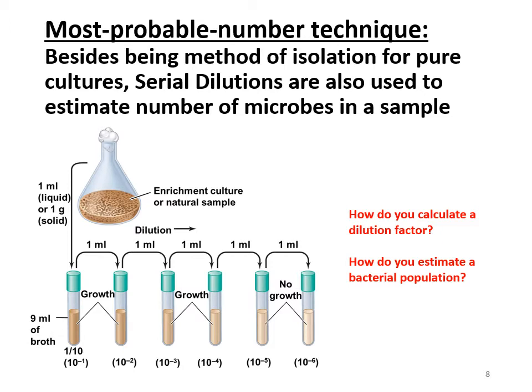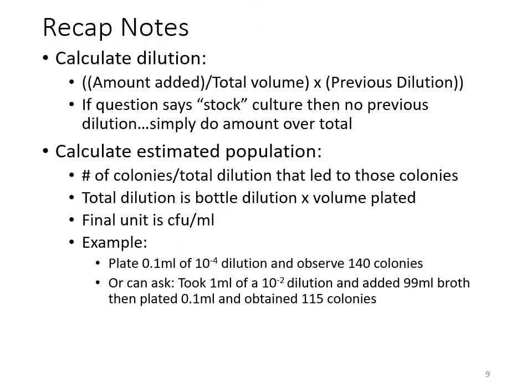Okay, so I'm going to map this out on the next slide, and then I'll give you an example as well, just so that you have notes and you know how to do a practice problem with it. Okay, so here you have the recap notes to show you the calculations. And on the bottom here, I put 2 examples of how you might encounter this kind of question. So for the first bullet point, I could ask you, okay, if you plated 0.1 ml of a 10 to the minus 4 dilution and observed 140 colonies, then how would you estimate the population?